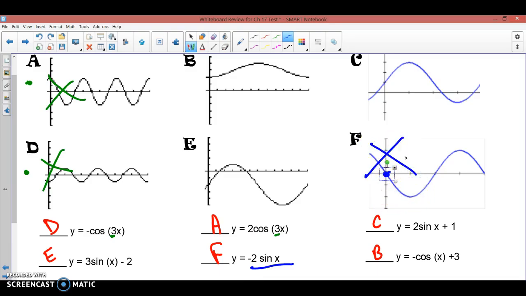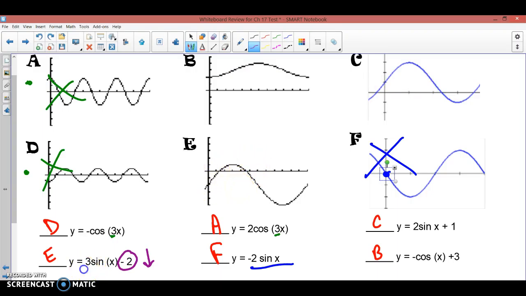So all the remaining ones have some kind of shift to them. This is the only one that has a minus, so that means the graph's going to be shifting down. If we eyeball the graphs that are left, which graph looks like it's primarily below the x-axis? Well, B is completely above, C a majority is above, and E a majority is below.